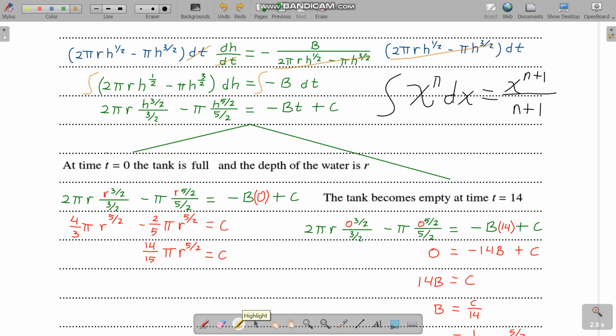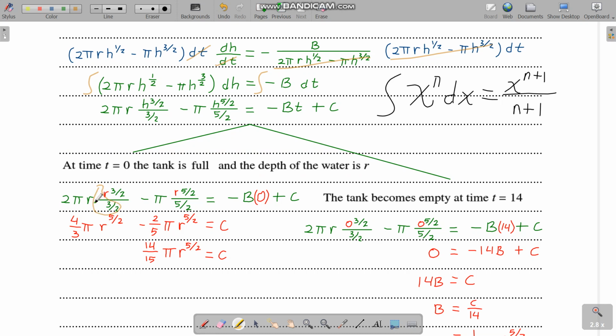From the first part of the question, we have this phrase: when the time is 0, the tank is full, the depth is r. So when t is 0, h is r. So we replace the t with 0 and the h with r. So this is the first equation in terms of b and c. We simplify a little here.